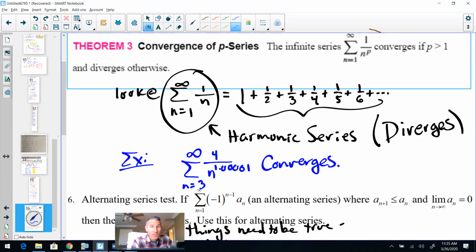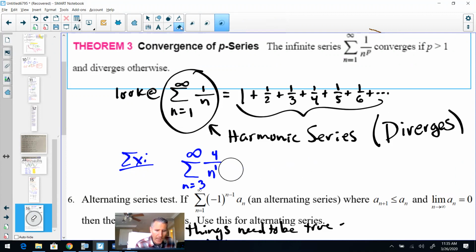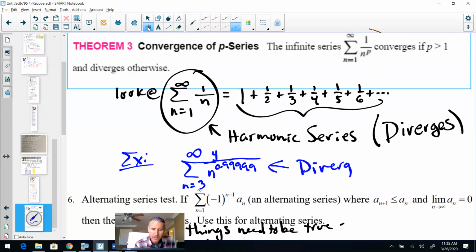Now, we don't know what it converges to. We don't know that this goes to a certain value, but all that we can say is that this will converge. But if we had 4 over n to the 0.99999, this guy diverges, because that power is now less than or equal to 1.